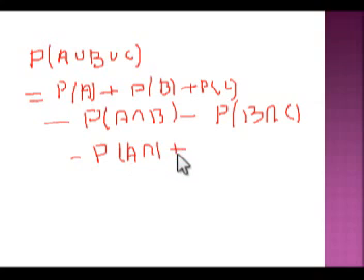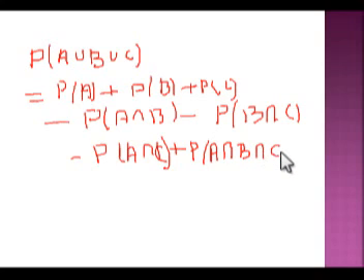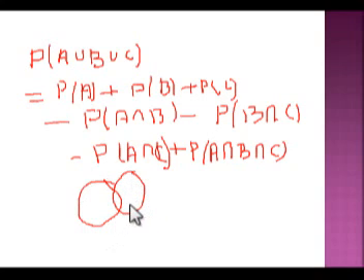plus probability of A intersection B intersection C. Through a diagram you can very easily understand. You take three sets this way.